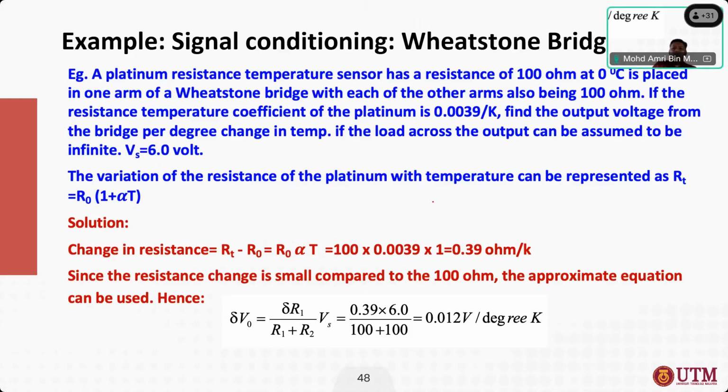Okay, but where you have a supply of 6 volt and you have a Wheatstone bridge, and then one of the arms is connected to the platinum resistance temperature detector, RTD. And then this is your V out. So let's say this is R, R, R, because R is 100 here, we can assume this R as 100, and this is RTD.